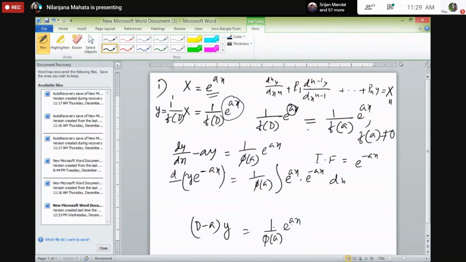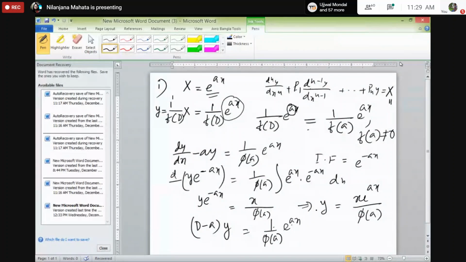I have multiplied with the integrating factor on both sides, so there will be e to the power minus x terms, so that will vanish. So if I integrate, this will be nothing but x, phi a. So your y will be x e to the power x by phi a.